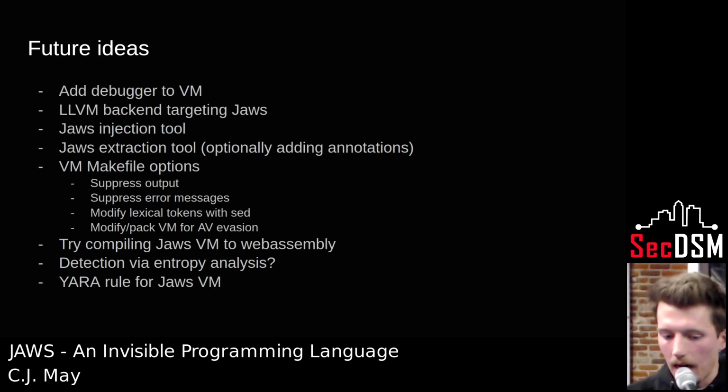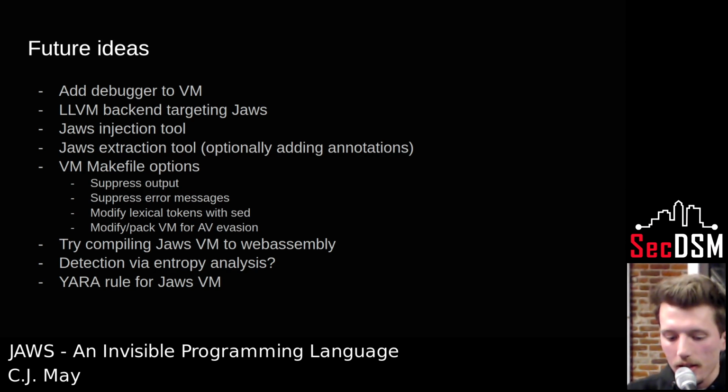I'd like to add some options to the makefile so that you can suppress output of the virtual machine, so it's running silently and not outputting things to the screen. Also able to suppress error messages. Another really cool feature would be to modify the lexical tokens with a tool like sed, because if you could change space, tab, and line feed on the fly to anything you want, that would be a cool way to change up the language with very low overhead. And the last one would be a makefile option to modify or pack the VM for antivirus evasion.